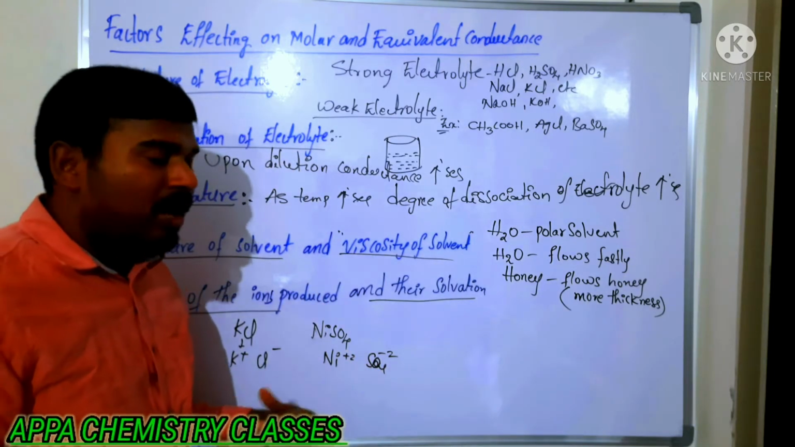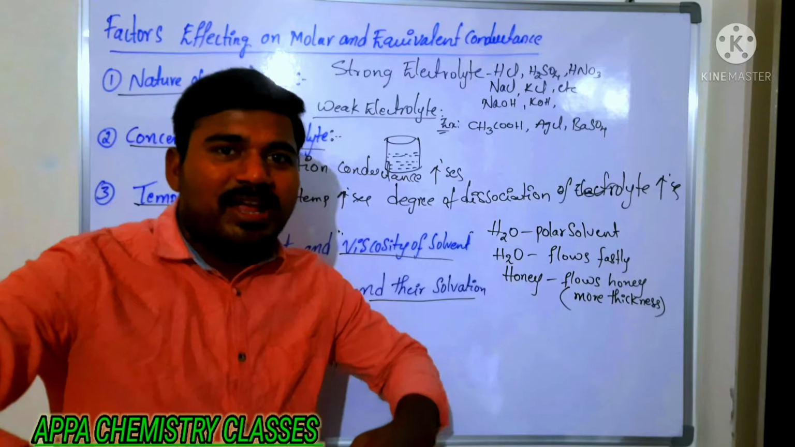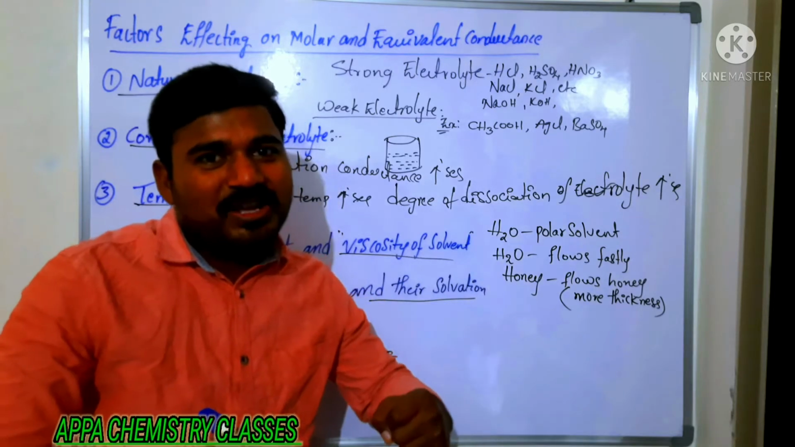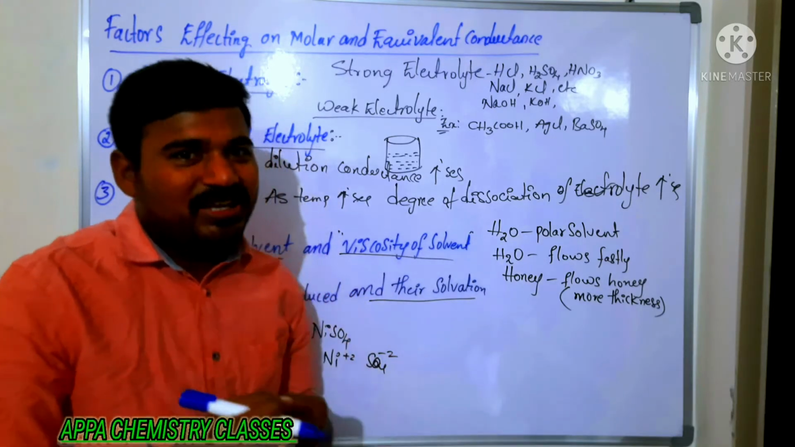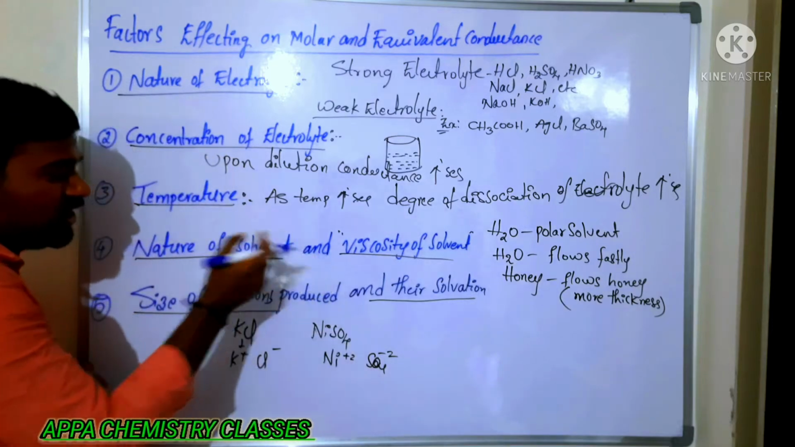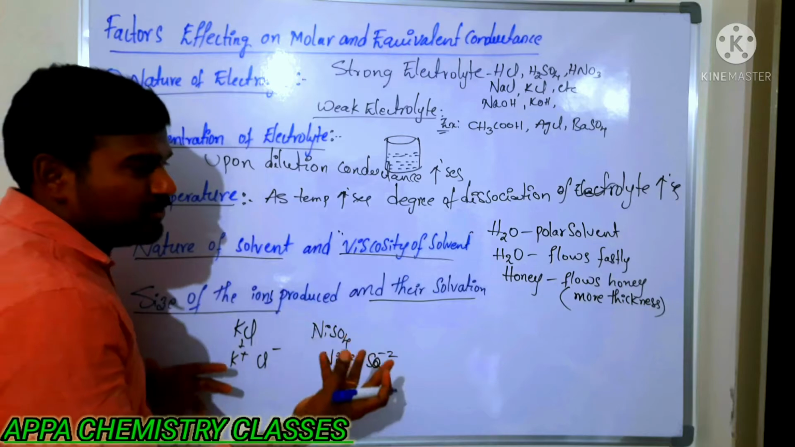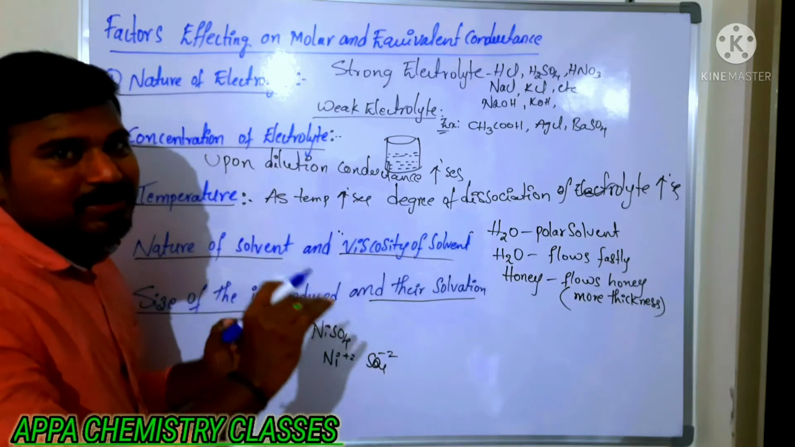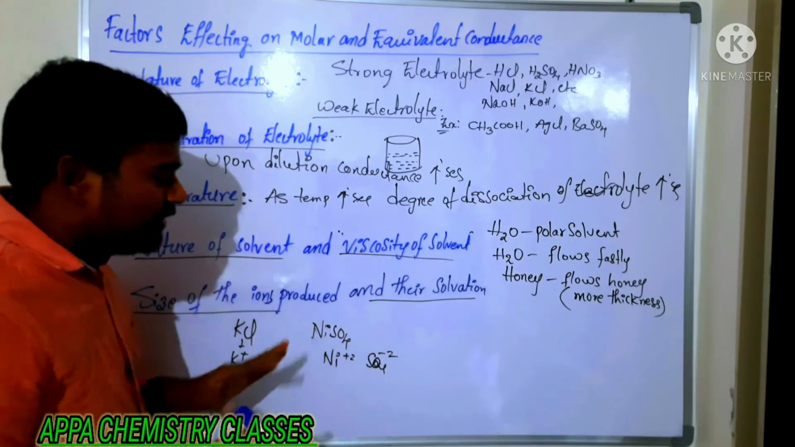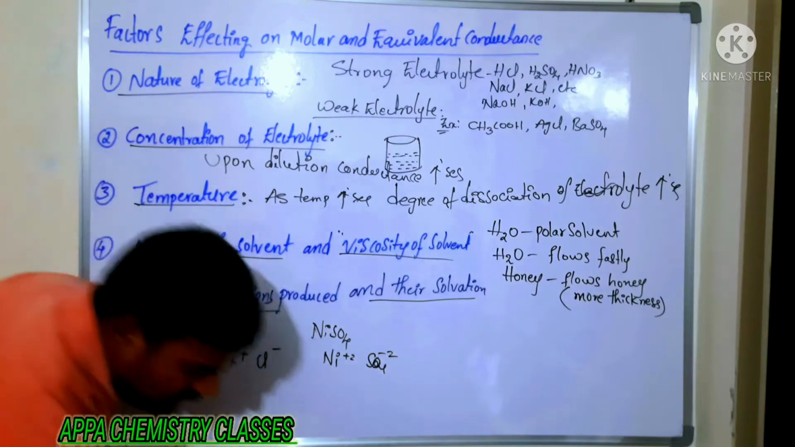They also have a large size, so they have more weight. When they are heavier, what happens? Mobility decreases. As the charge or the size of the ion produced is large, its conductance is less. Is that clear? So simply I can say that. Now we will see the graphical method.